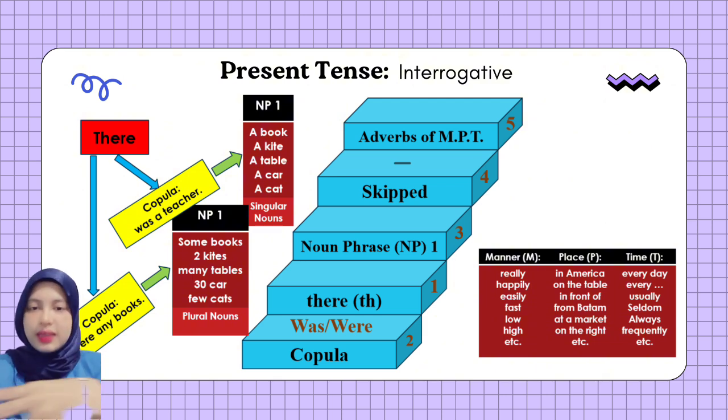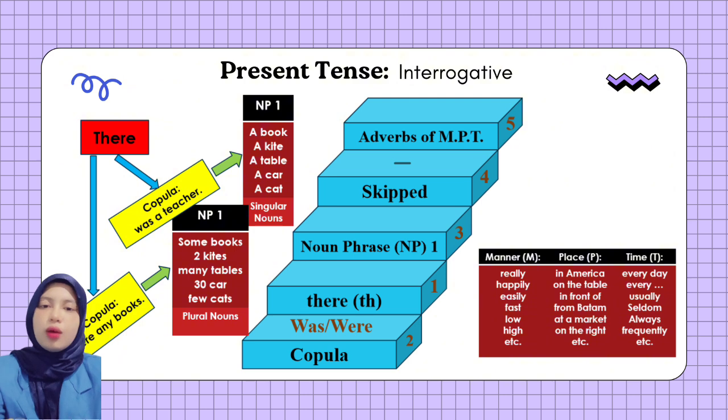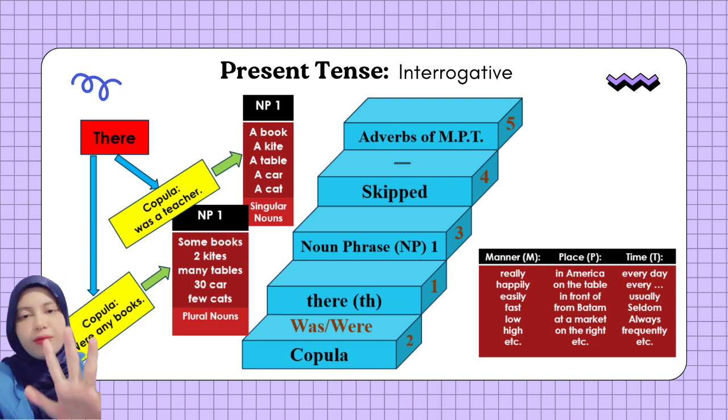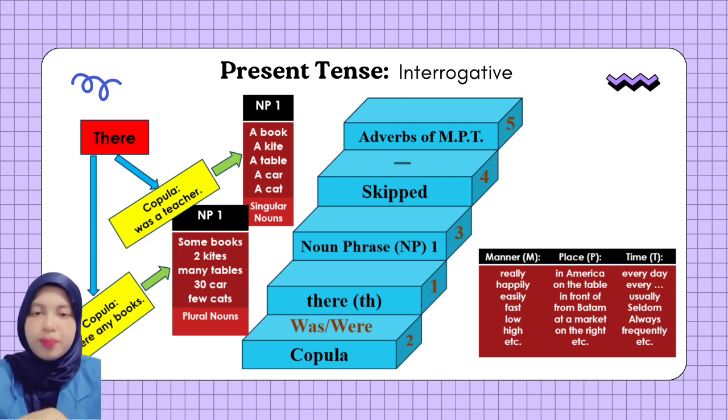Stairs 2, there. After the fronted copula, we place "there" as the second element. Stairs 3, noun phrase 1. The noun phrase follows "there," identifying what you are asking about, its past existence or presence. Stairs 4, skip. Stairs 5, adverbs of manner, place, time.